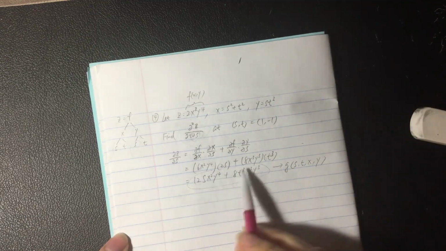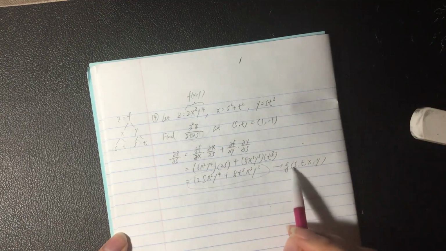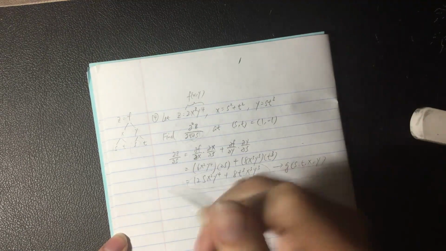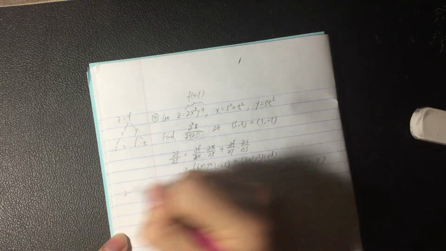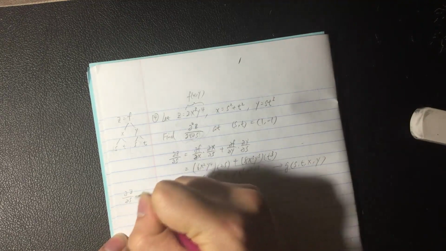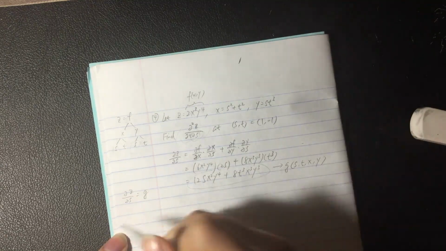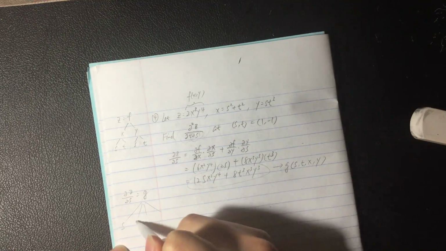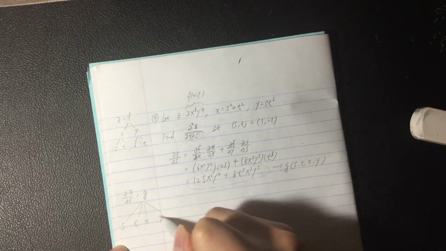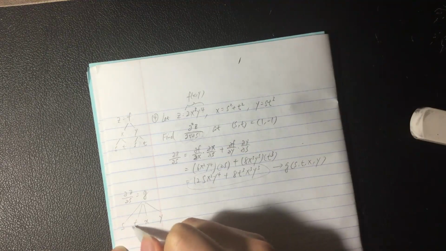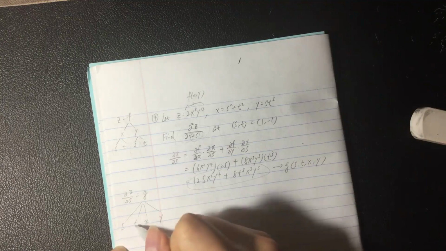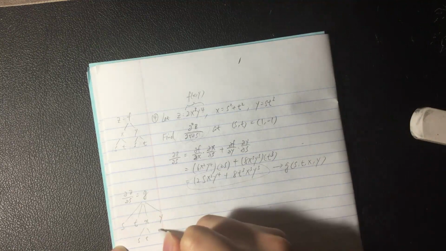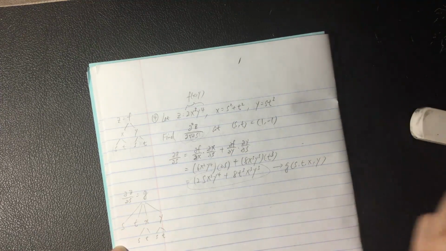So delta z over delta s is the same as function g. G has 4 variables: s, t, x, and y. S and t are independent variables. We leave them the same. X is a function of s and t. Y is a function of s and t.